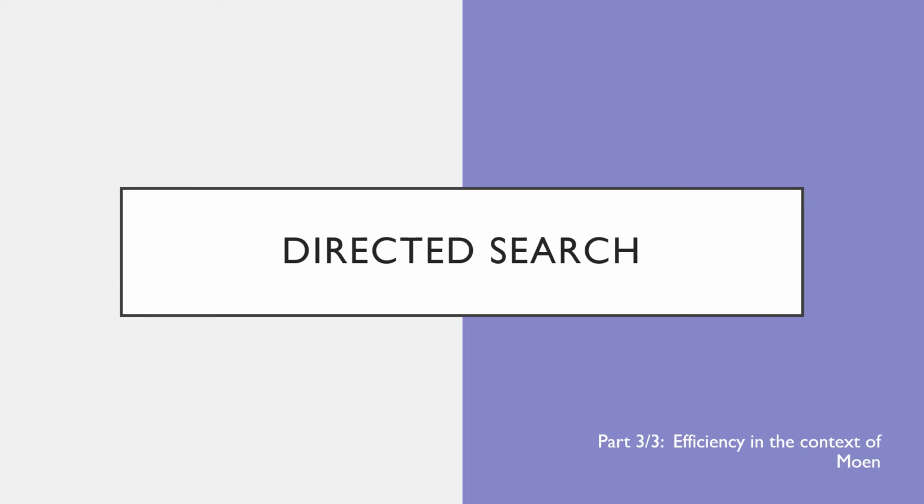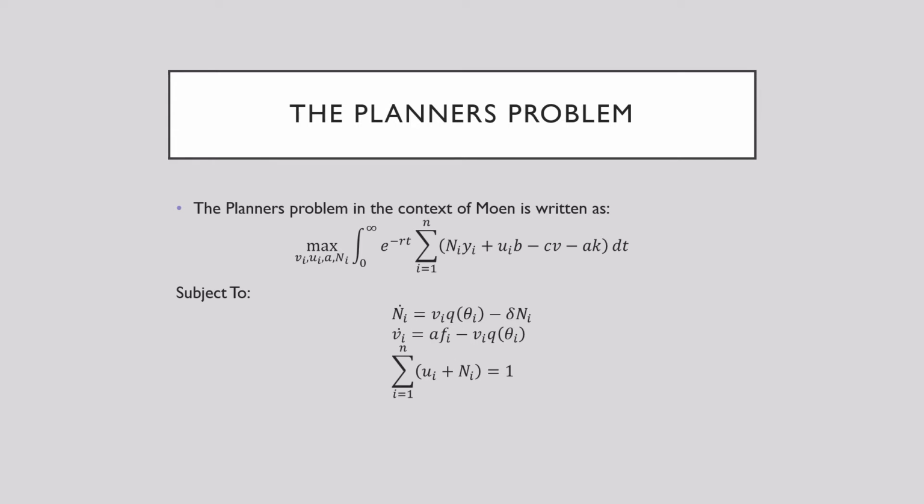In this video, we are going to discuss efficiency in the context of Moen. Let's go. So the planner's problem in the context of Moen is where he's going to be maximizing the following problem. Again, we have this integral here to communicate that time is continuous.